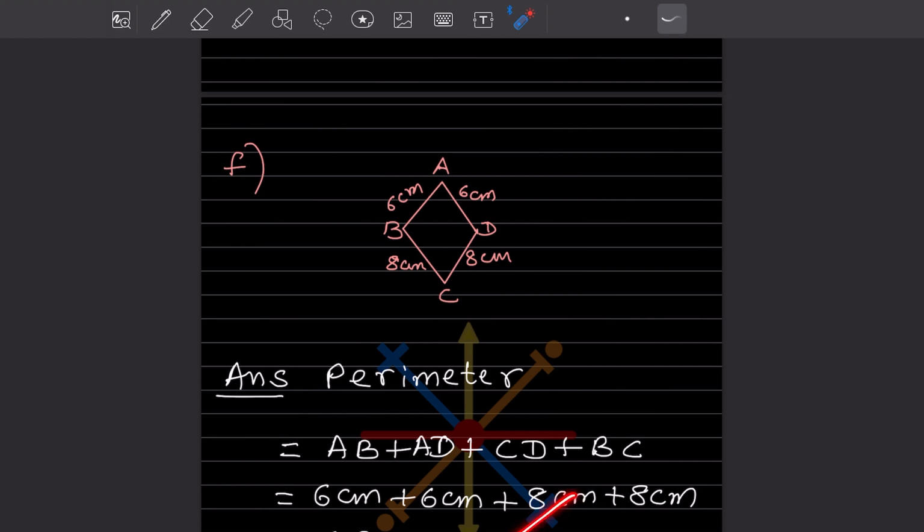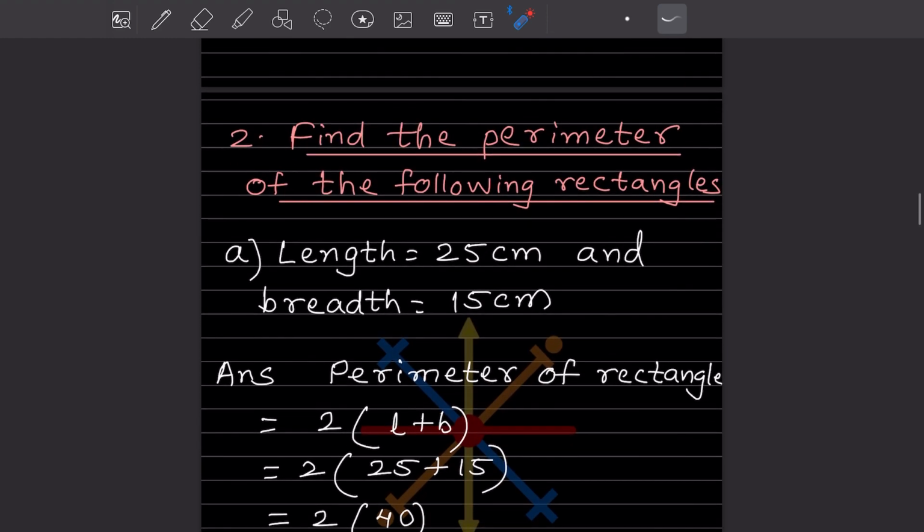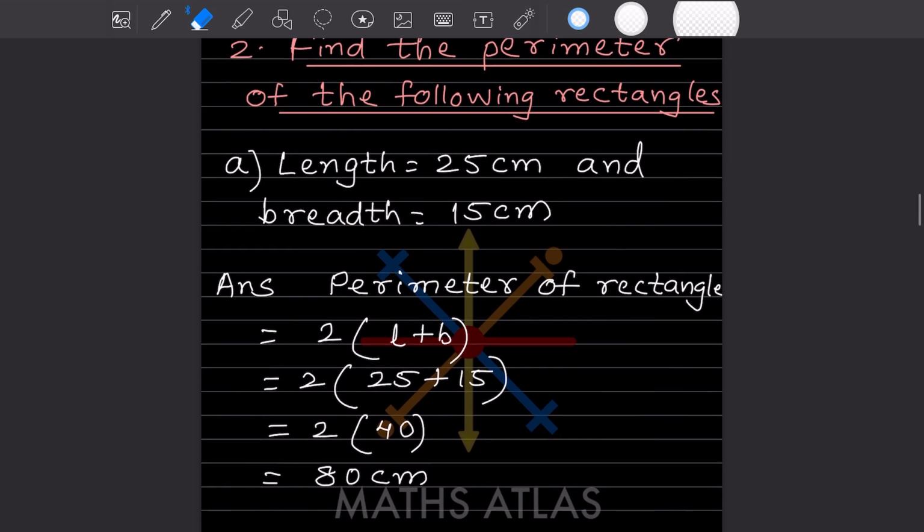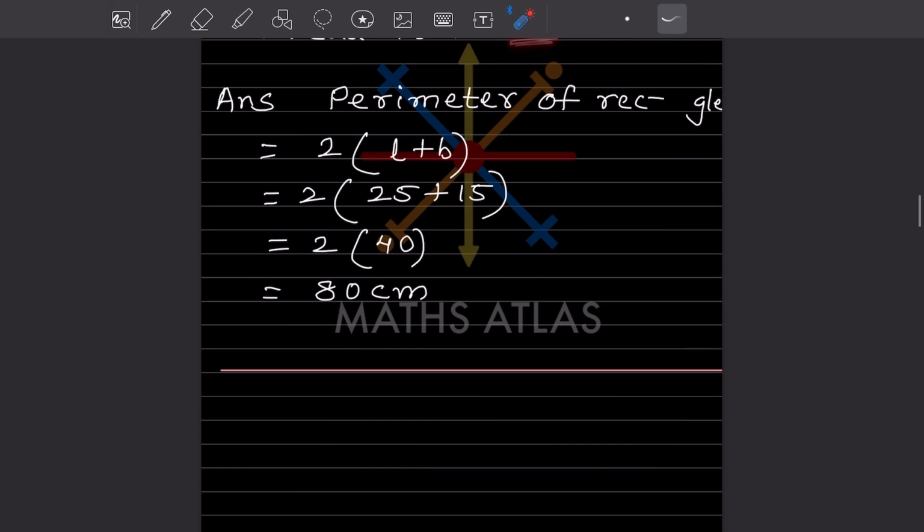So this is 28. Now find the perimeter of the following rectangles. Again, here the length and the breadth are given. There is no figure given, directly the length and the breadth are given, and you know the perimeter of a rectangle is twice into. When I say twice into, you cannot say it is just multiplication; this 2 is for this as well as this one. So twice into length plus breadth. So 2 into length 25 plus breadth 15. When you add this, you get 40, and 2 multiplied by 40 is 80. And what is this? Centimeter.